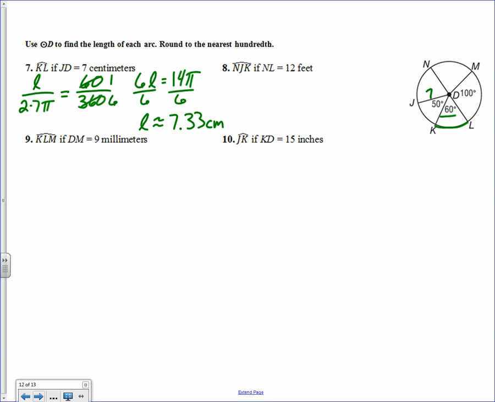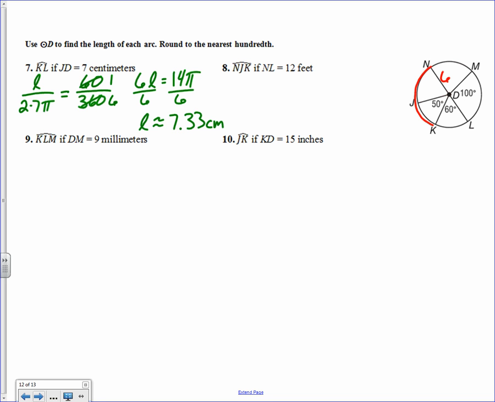Number 8, we're looking for NJK. The radius, it does not give us the radius here, it gives us the diameter, right? The radius is actually 6. The diameter is 12 because NL is the diameter. And then we do need to find what this central angle NDJ is, right?